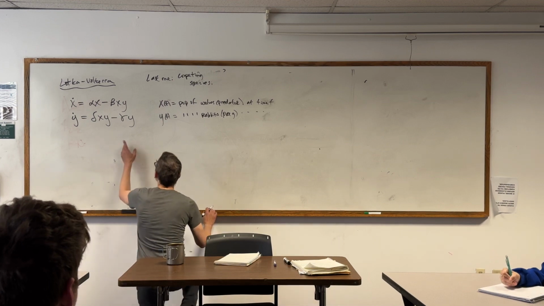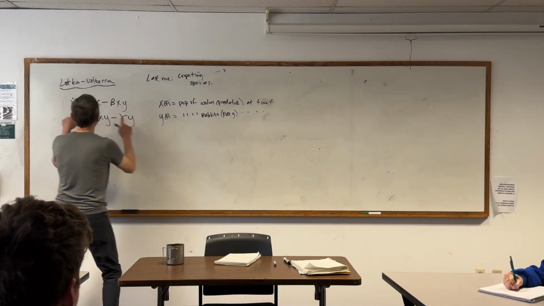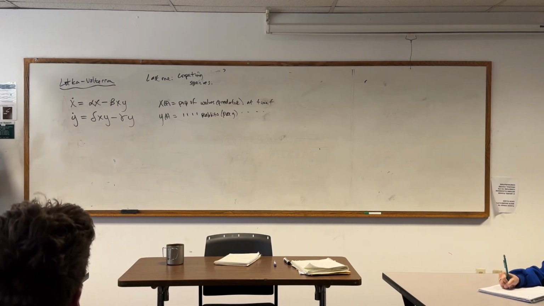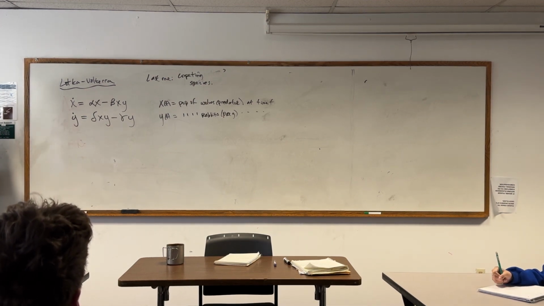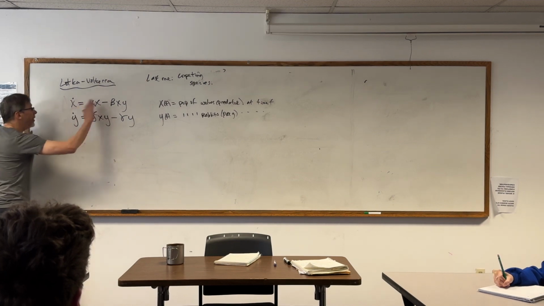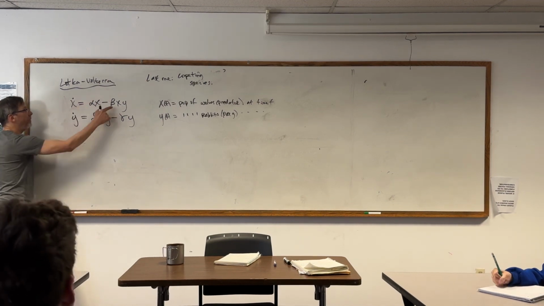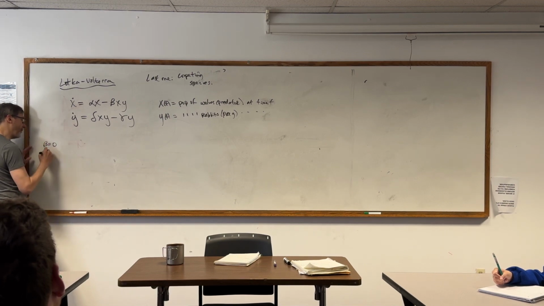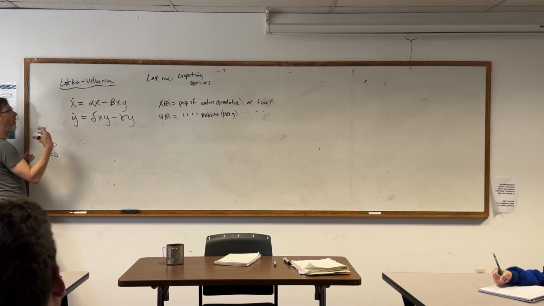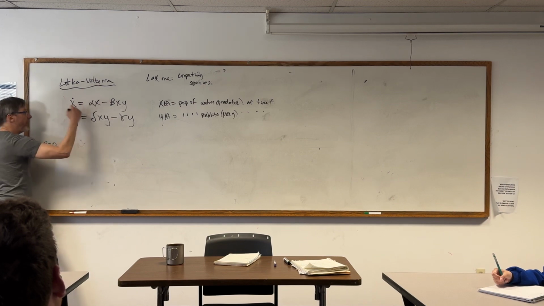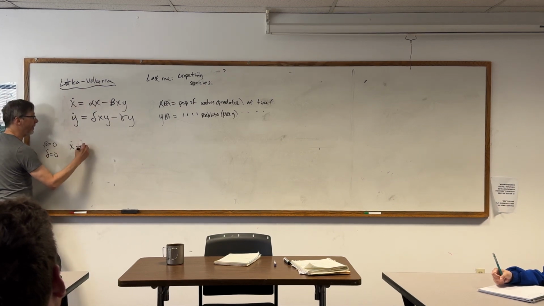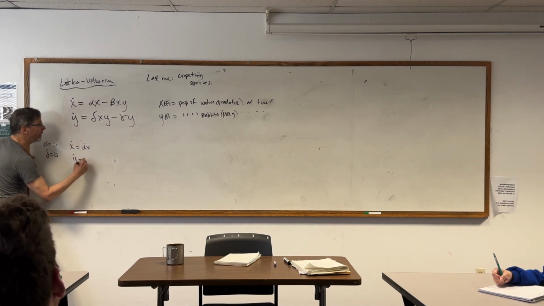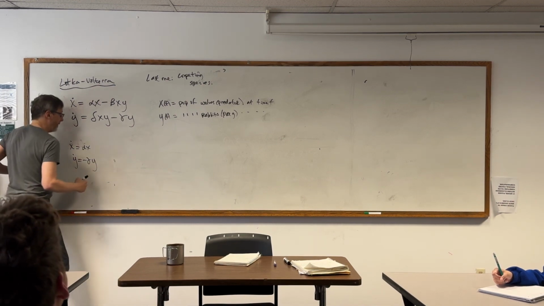So let's take a look at this model, and let me see these XY terms. Those are the interactions between the two species. Let's just assume for a second that beta was 0 and delta was 0. So in the case beta 0 and delta 0, there's no interaction. So we could imagine this X dot model looks like this, and the Y dot model looks like this.